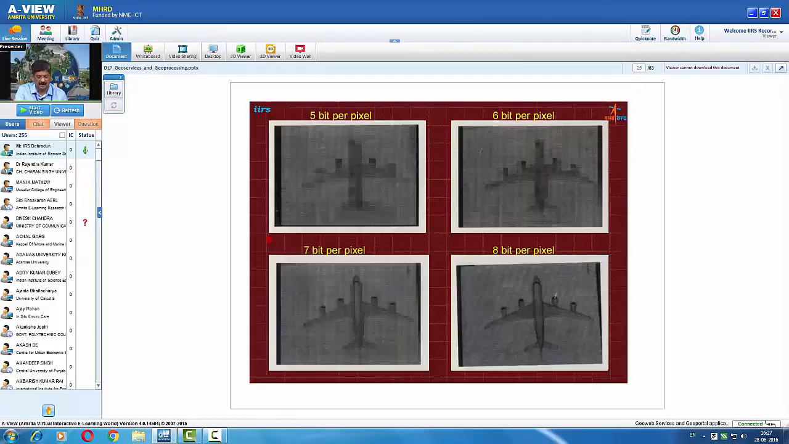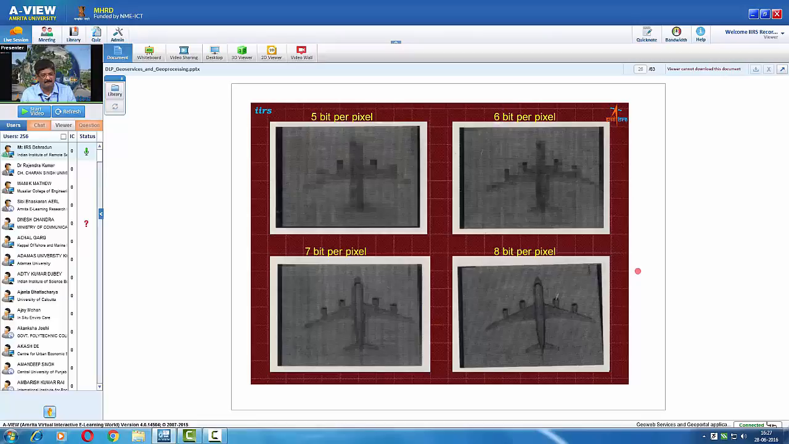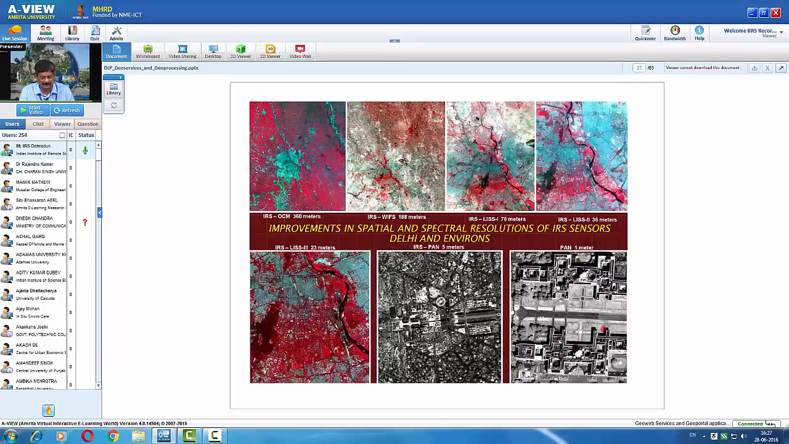So, as you can see from 5 to 8, the information has been collected in a way we are able to interpret much better, either by a human being or by machine. So the number of bits per pixel is one of the very important components for learning the information from the satellite data, or even, for that matter, any image data for applications of GIS technology.